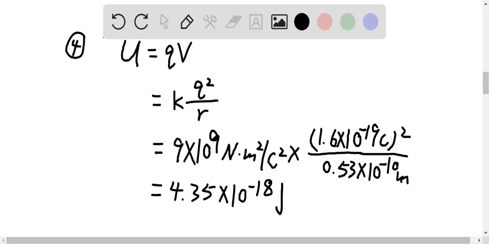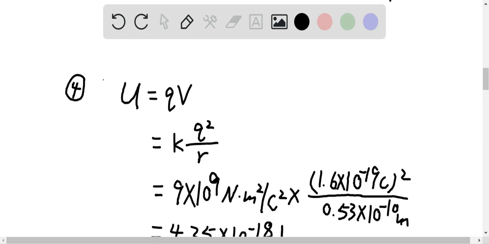Okay, so these are the four quantities I can list based on the information from the question. Okay, and thank you. This is my answer to the question.